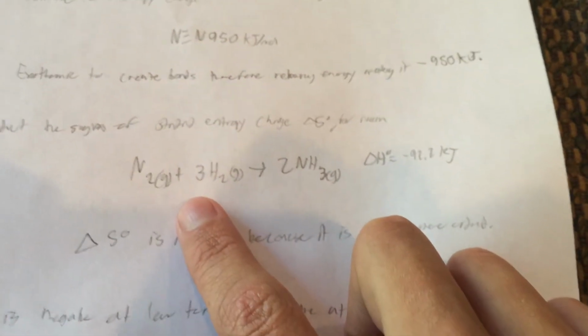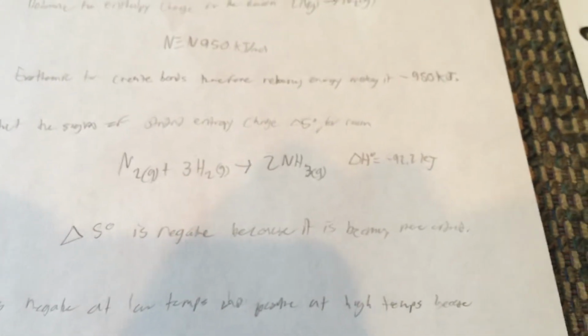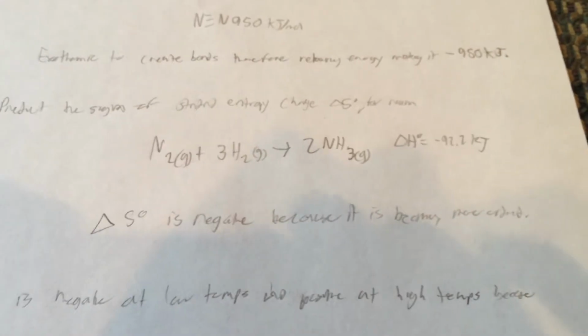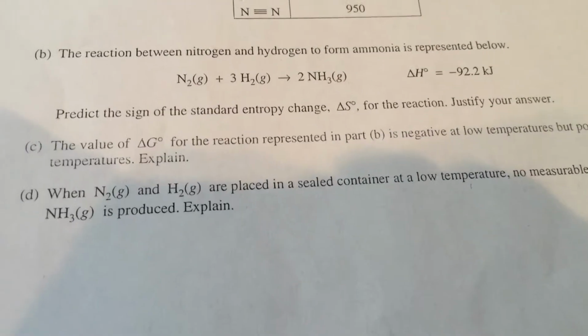So since this side has 3 moles of the gas and this side, or should I say 4, because there's 3 here and 1 there, and this side has 2, this side is less orderly than that side. So that means that delta S is negative because it's becoming more orderly as the reaction goes on. That was part B, so we're going to part C now.